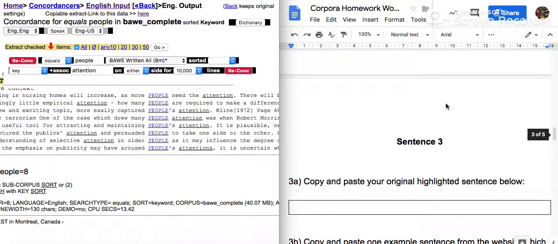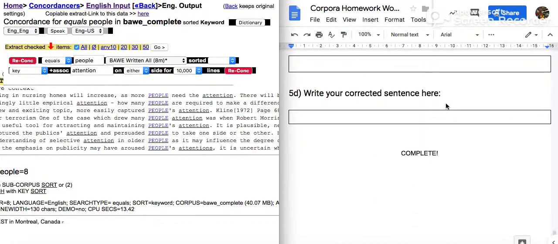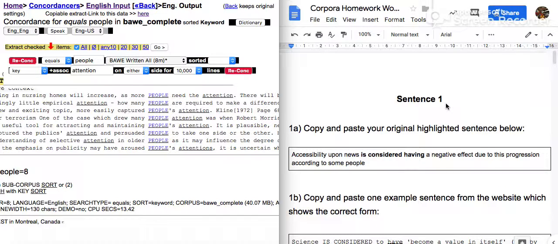So you just need to go through and complete 5 of these phrases or sentences and then hand it in on Google Classroom.